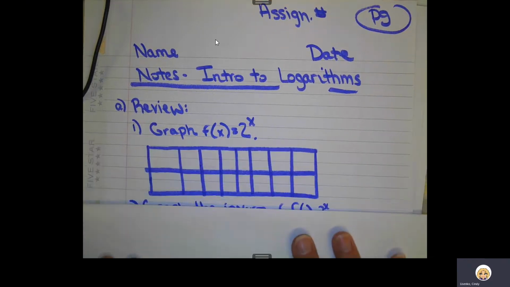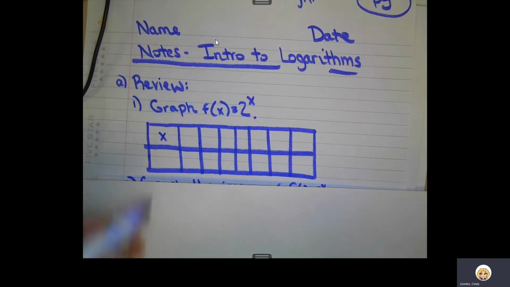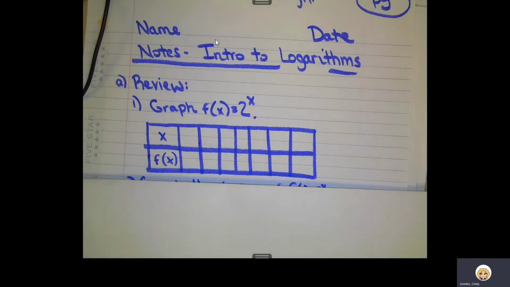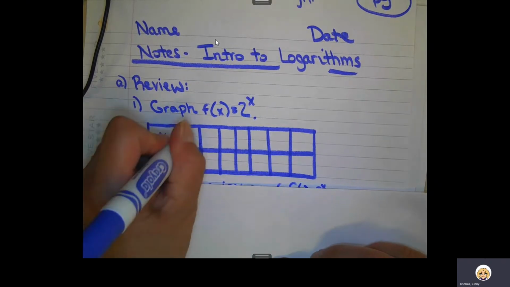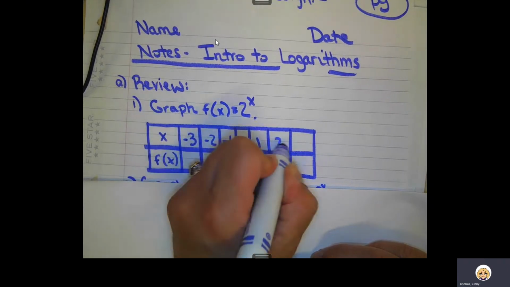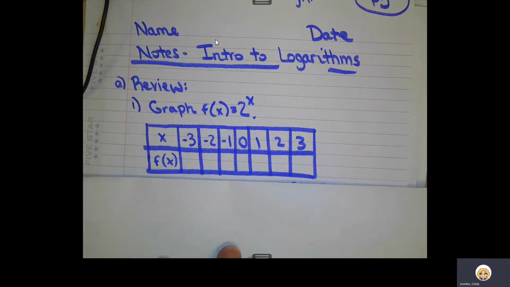So what I did was I made a table, and I'm going to put x, and then I'm going to put f of x inside. And I'm going to use the x values of -3 to 3. So in our table, we're going to put -3, -2, -1, 0, 1, 2, 3. And I'm going to give you those values just for the sake of speeding up time.